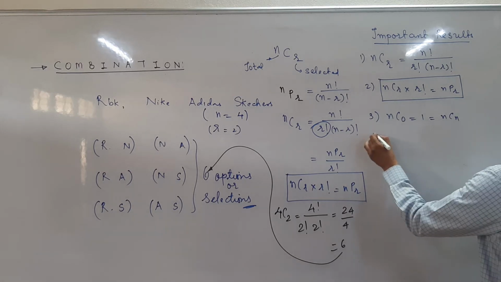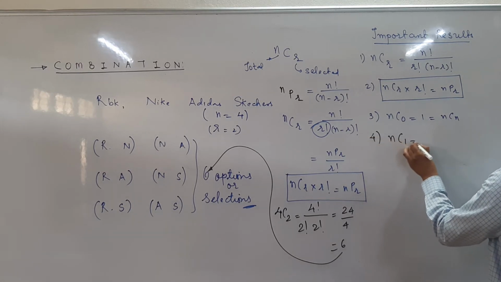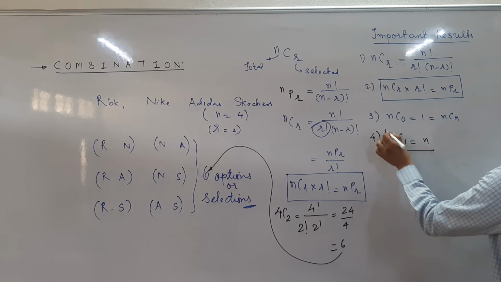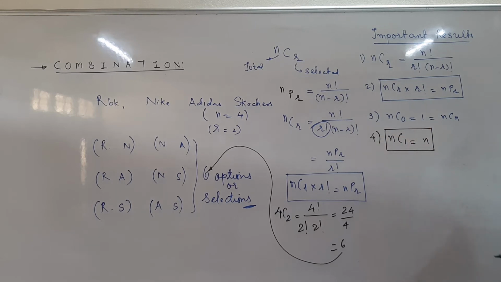Then students, NC1 is n. Given 4 pairs of shoes and you buy any one, it can be done in 4C1, that is 4 ways. Given 8 pairs of shoes and you buy any one, it can be done in 8C1, that is 8 ways. So NC1 is always n. 8C1 is 8, 10C1 is 10, 100C1 is 100, 49C1 is 49. In general, NC1 is n.